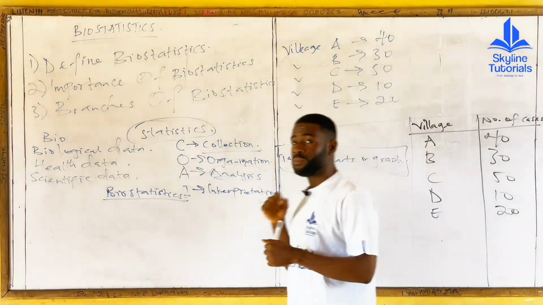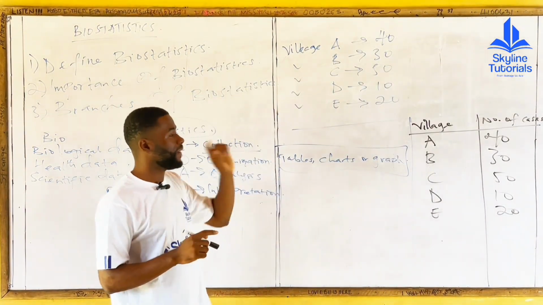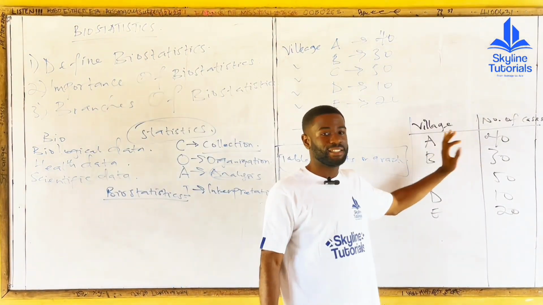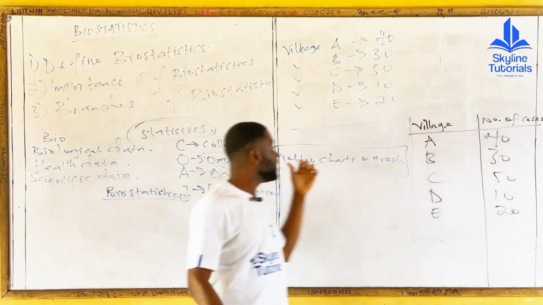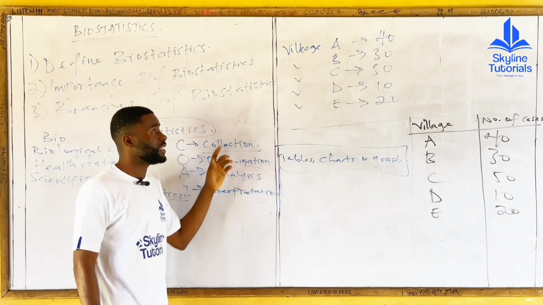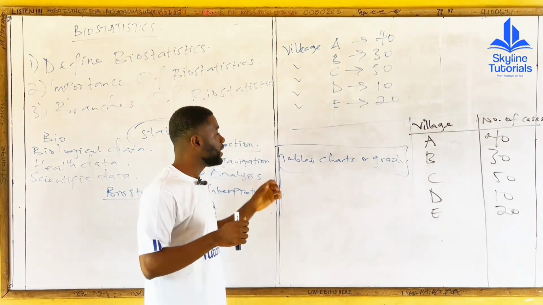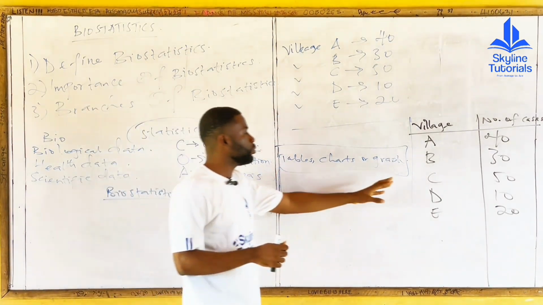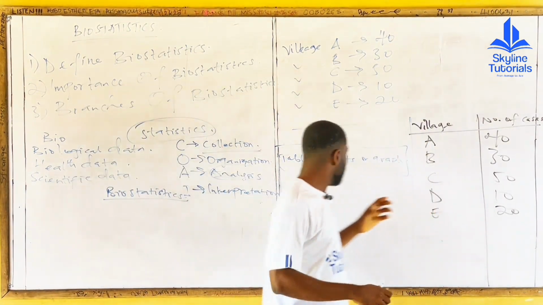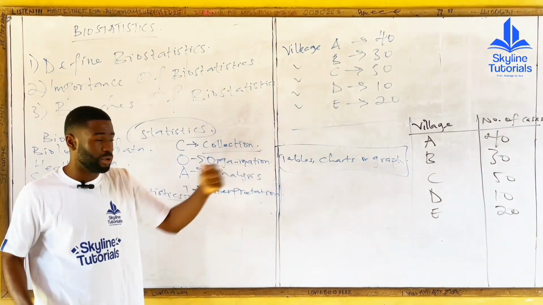So using statistical methods, we have been able to organize this data. This data has been organized in a tabular form. That's where the organization is. The first thing we did was to collate the data from different localities. The next we are doing now is to organize the data. So let's look at the analysis of this data that has been organized.